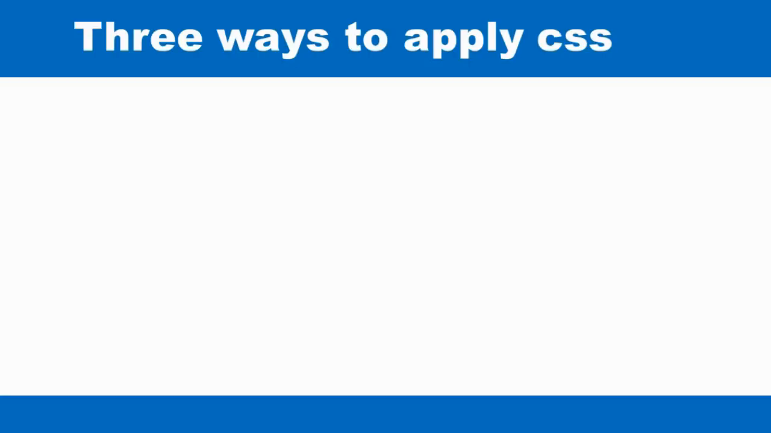In this video, I will show you the various ways you can apply CSS to an HTML document. There are three main ways you can apply CSS to an HTML document. You can apply CSS externally, you can apply CSS internally, and also apply CSS inline. I'm going to illustrate with a basic example of how you apply CSS using these three methods.